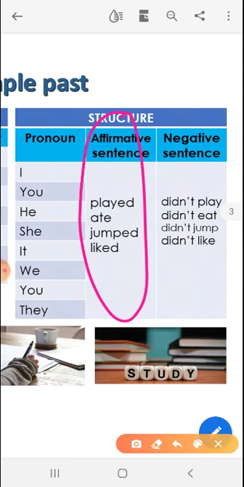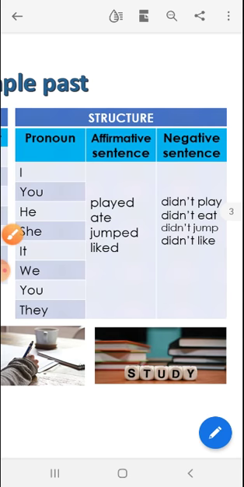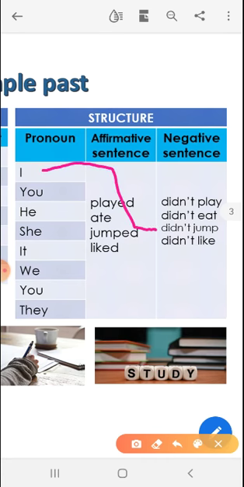Yes? Now, negative. Negativo. Negative is to say no. Okay? Negative is to say no. For example, imagine that when I was a child, I didn't jump the rope. Okay? Nunca saltaba la cuerda, digamos, cuando yo era niño. Yes? I never jumped the rope. ¿Cómo lo digo en English? I didn't jump. Yes? I didn't jump.